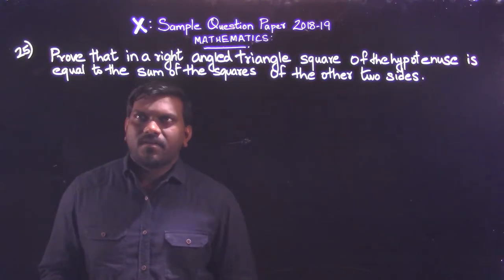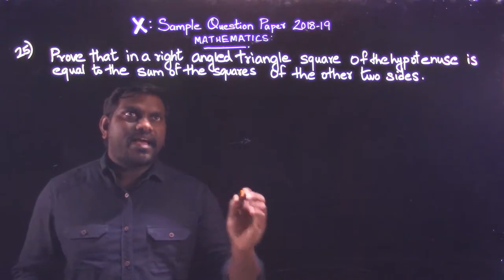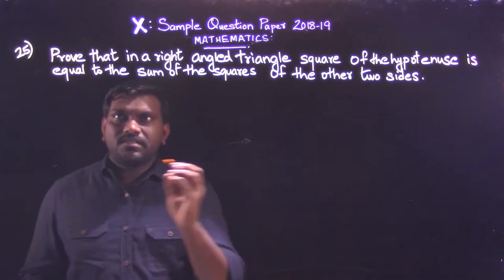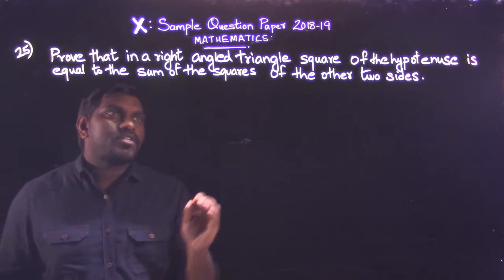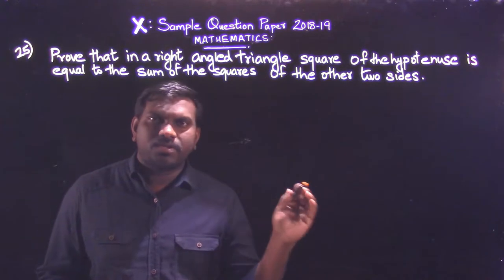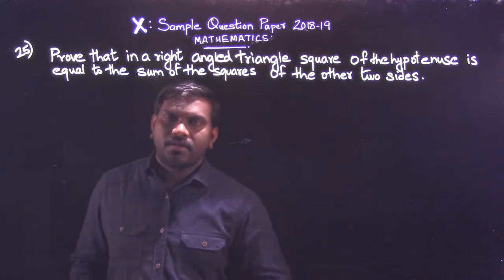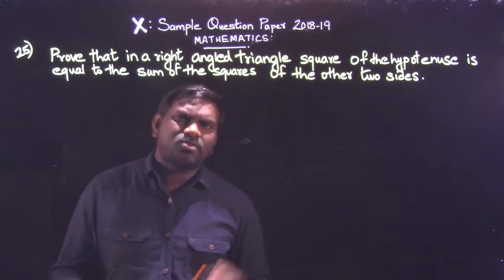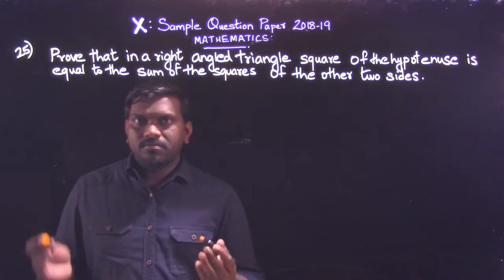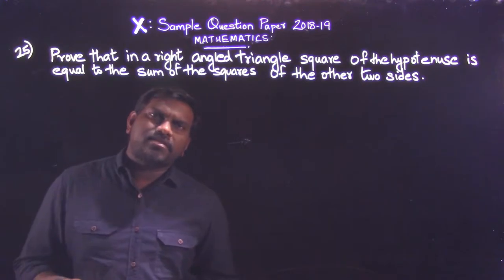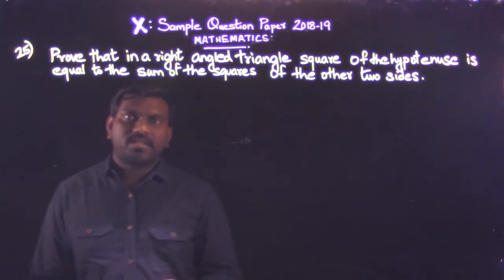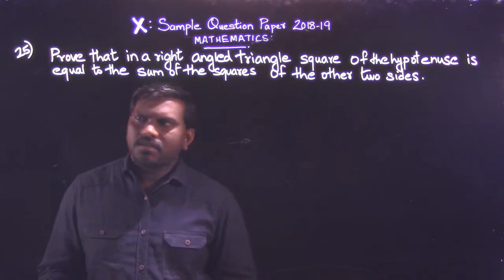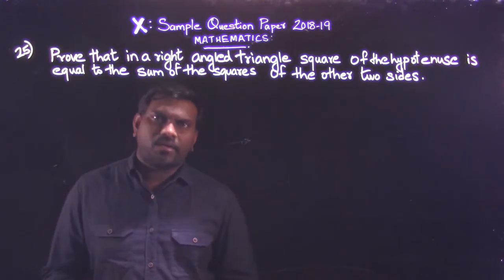25th question. Prove that in a right angled triangle, the square of the hypotenuse is equal to the sum of the squares of the other two sides. So it's a proof which is given in the textbook, and I can tell you to go and learn from the textbook, but I just want you to listen. Sometimes some students cannot understand what is given in the textbook, so they go for other resources. So I would like to prove it over here.